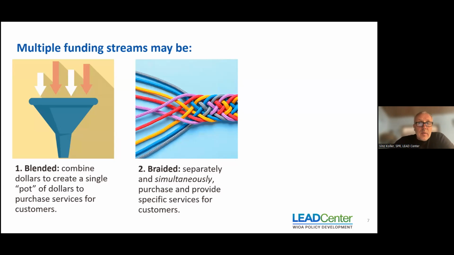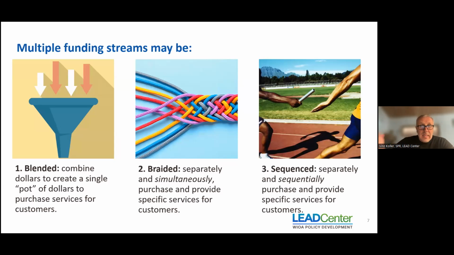And then on the right, with an image of the baton being passed in a relay race, is the sequenced approach, where services supported by different funding streams are arranged sequentially rather than simultaneously. Of course, this requires interagency coordination and collaboration, for example, to ensure that there are no unplanned gaps in necessary services and so that the proverbial baton never gets dropped. So much for the theory. Now let's take a look at how this works in the real world.